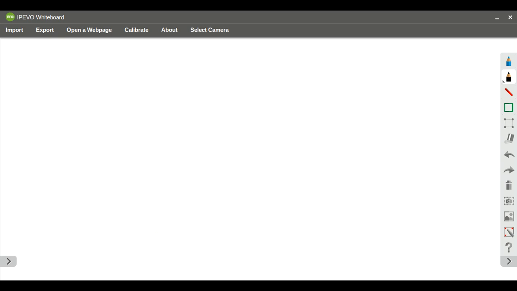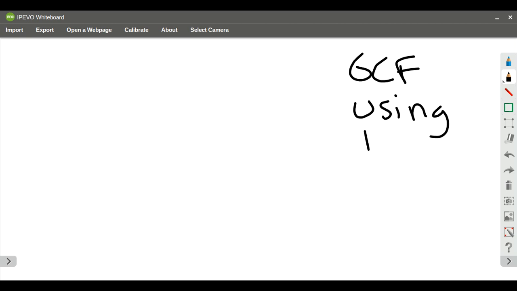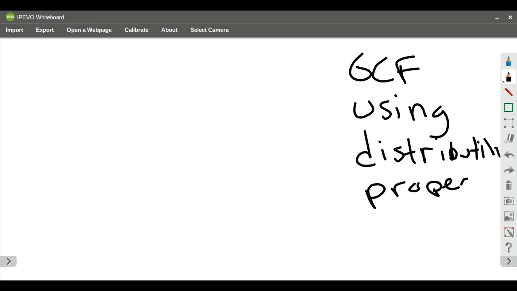What I'm going to do now is a really quick review of how to find the GCF using the distributive property. This is something that we looked at in topic 1. Because we're circling back around to the greatest common factor, we're going to review this skill.